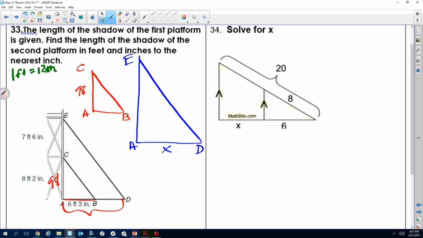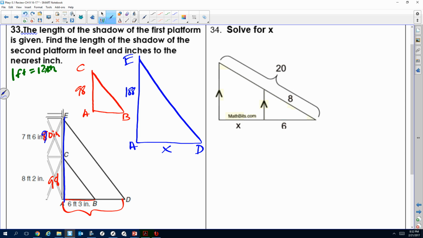98. All right, now 7 feet and 6 inches. That's going to be 90 inches. So the height of our blue triangle is adding these two parts together. So this is going to be 188 inches. Make sure I did that right. 98 plus 90, yeah.